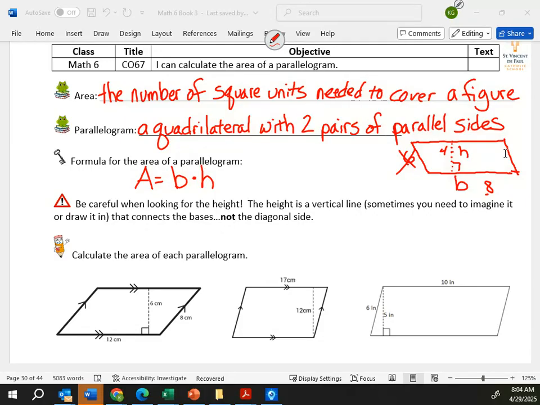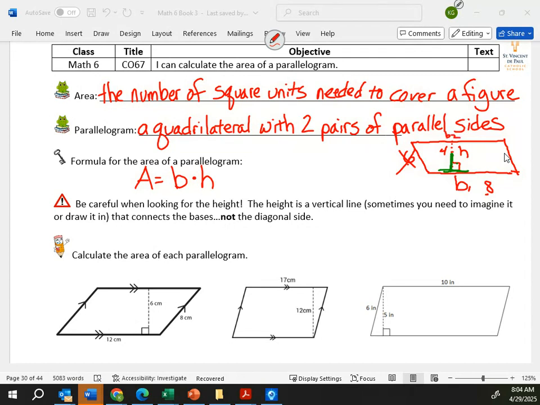So we're always going to be looking for that height. That height is perpendicular. So it looks like this, and you have that right angle from that base to the height. Super important that we remember that. So be careful when looking for the height. The height is a vertical line. Sometimes you need to imagine it or draw it in that connects the bases. Because this is actually base 1, and this would be base 2.